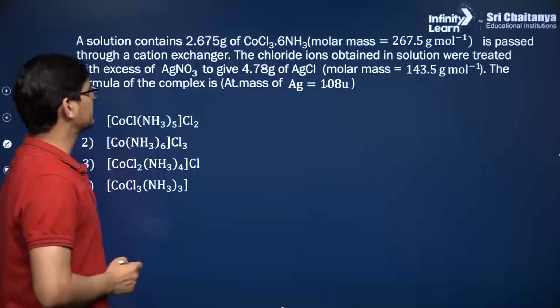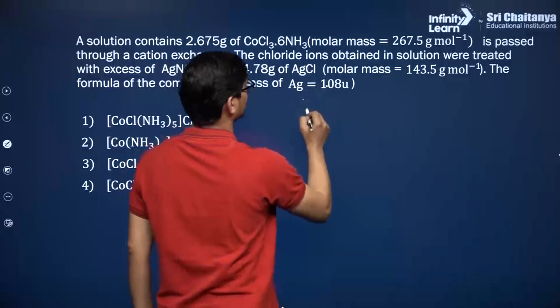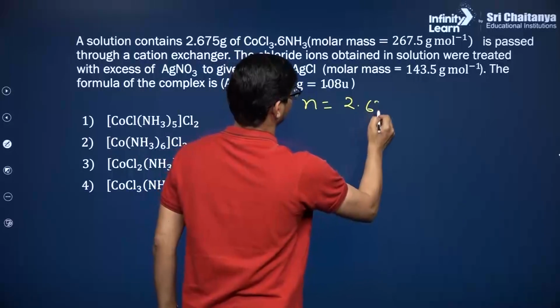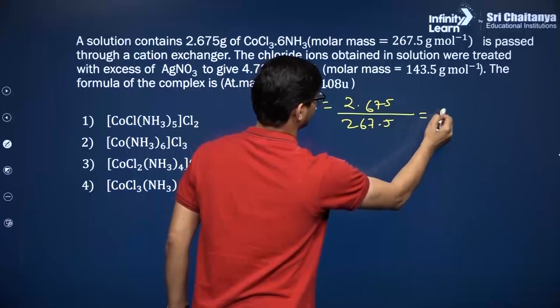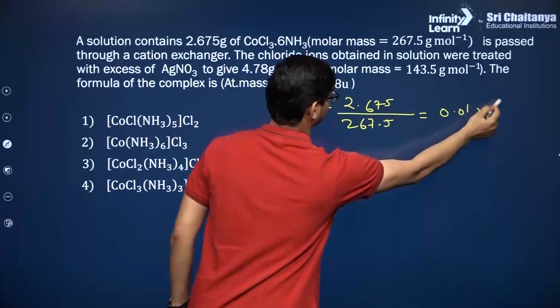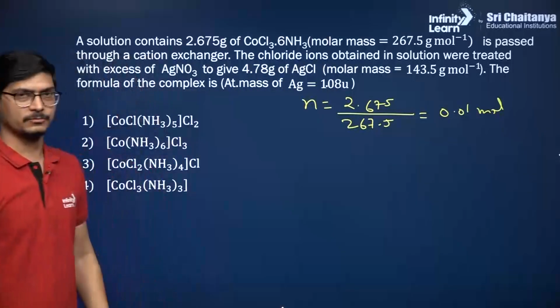A solution contains this much. So cobalt here, guys, number of moles you can calculate, 2.675 divided by 267.5. So this is 0.01 mole. This is 0.01 mole, right?